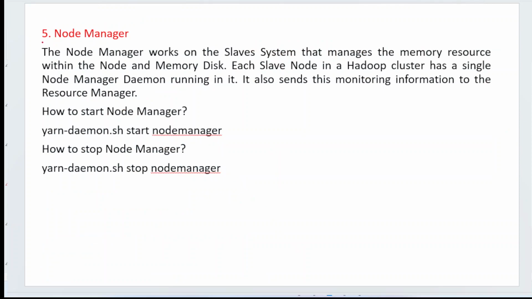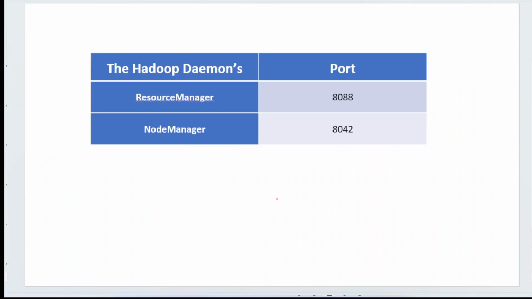And then there are the node managers, and these node managers work on the slave systems, and they manage the memory resources within the node and the memory disk. And there are commands to start the node manager and to stop the node managers here. And this is the resource manager port number 8088, and this is the node manager port number here.